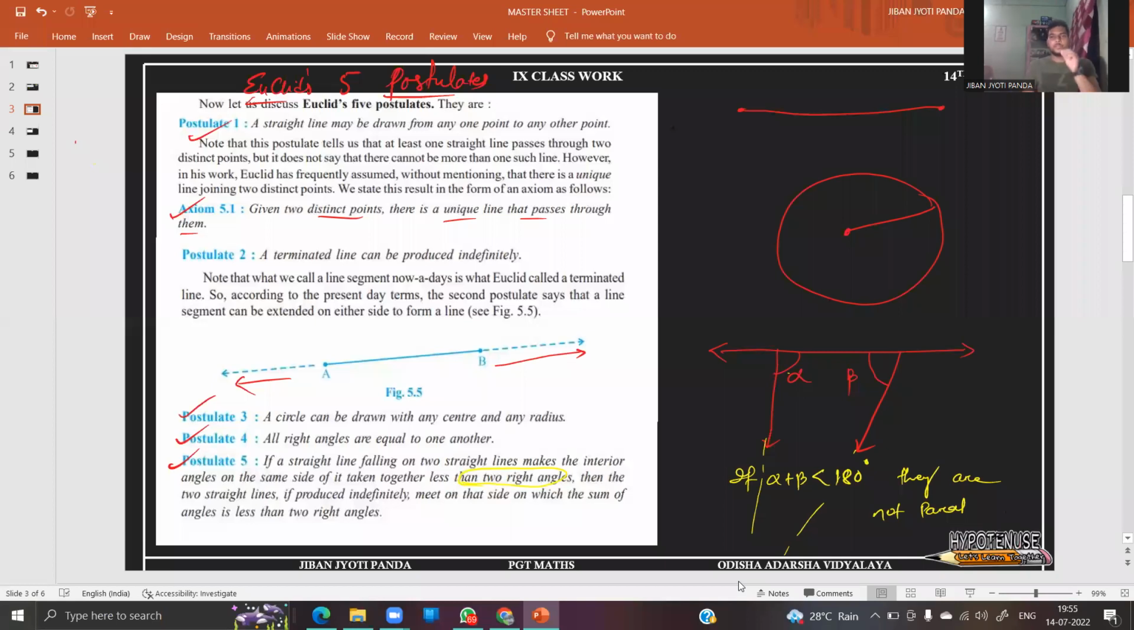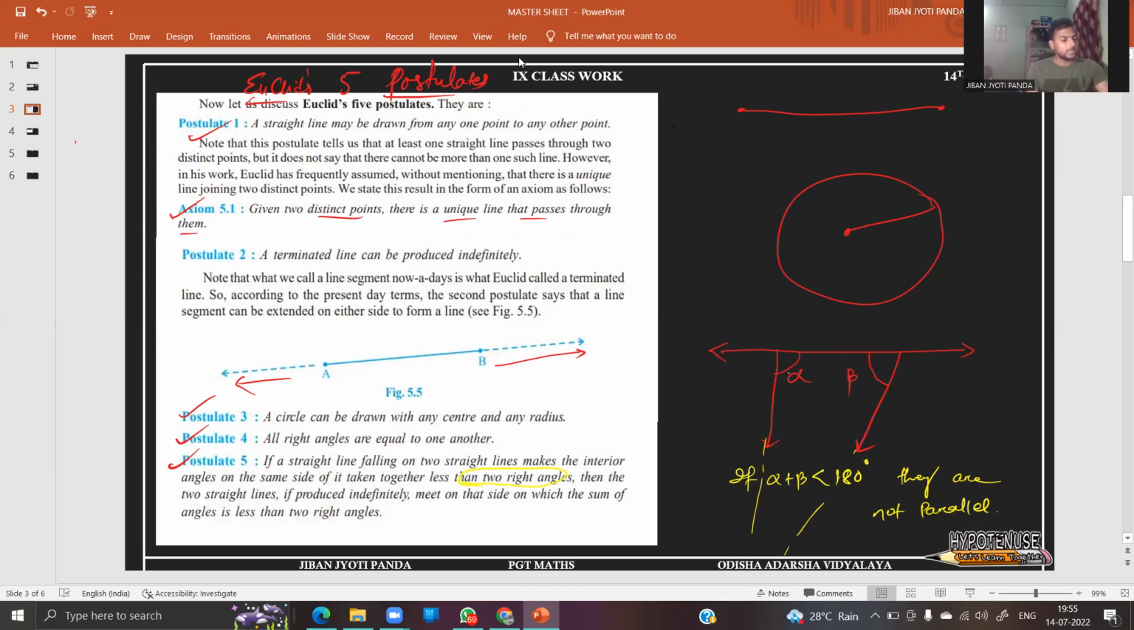Yes, sir. और एक बार बोल देता हूँ कि if a straight line falling on 2 straight lines makes the interior angles on the same side of it taken together less than 2 right angles, then the straight lines, if produced infinitely, meet on that side on which the sum of the angles is less than the 2 right angles. जिस side में sum of angles 2 right angles से छोटा होता है, उसी तरफ अगर हम दोनों को extend करेंगे तो कहीं ना कहीं जाके मीट करेंगे. Okay, so this is your 5th postulate.